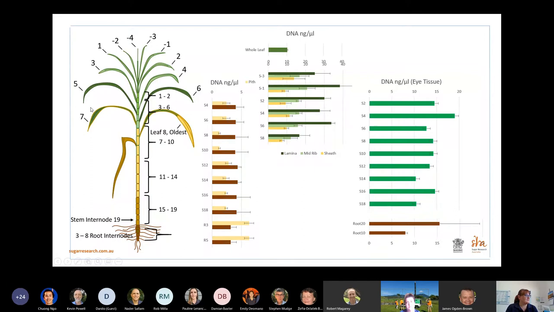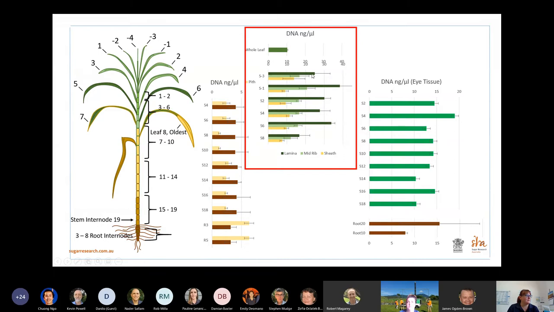The stalk we labeled from the top to the bottom, the internodes, and then also had a look at the roots as well. When you extract DNA, we started with a set amount, the same weight of tissue. If you're looking at the leaf, these are the three parts of the leaf, the lamina, the midrib, and the sheath, in these colours. The first thing that you should notice is that we consistently get a lot more DNA out of leaf lamina, which is what we were expecting, than the midrib and then the sheath.